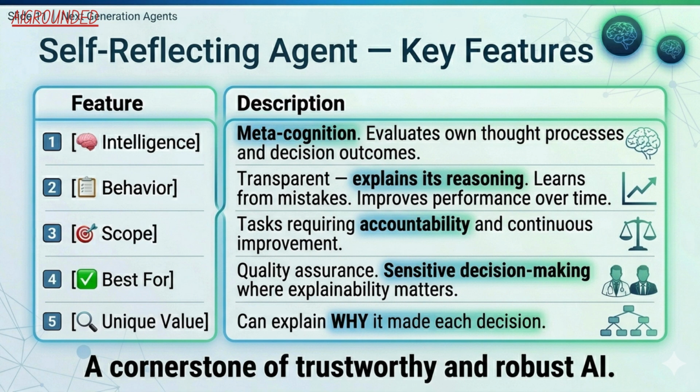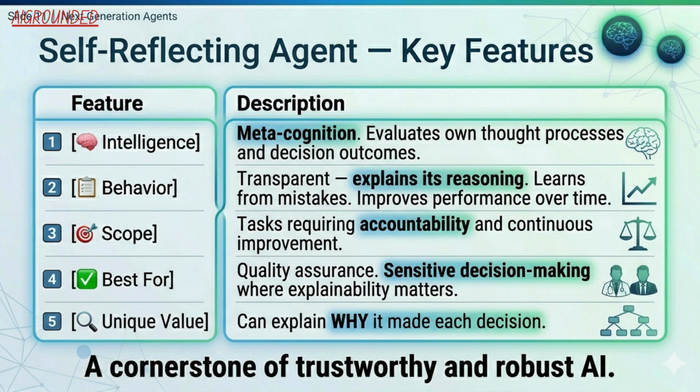The key characteristics of self-reflecting agents reveal what makes them uniquely valuable. Intelligence: they exhibit genuine metacognition, evaluating their own thought process and the outcome of their decisions. Behavior: they are transparent, they can explain the reasoning behind their actions, which is critically important in regulated or sensitive domains. And they genuinely learn from mistakes, improving performance over time.